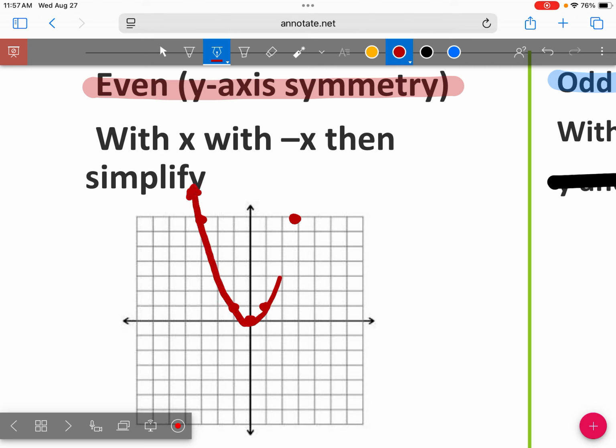Whatever is happening on the left side of the y-axis is happening on the right side of the y-axis. That's what y-axis symmetry looks like. It's like a parabola. There are other things that can have y-axis symmetry, but the easiest one to think about is a parabola.